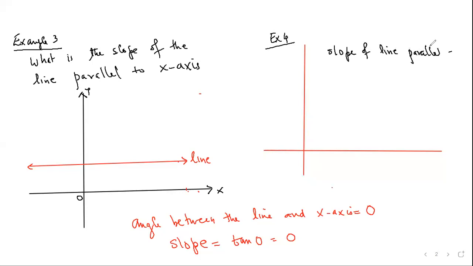Parallel to the y-axis, the slope is not defined. Tan 90 is not defined.